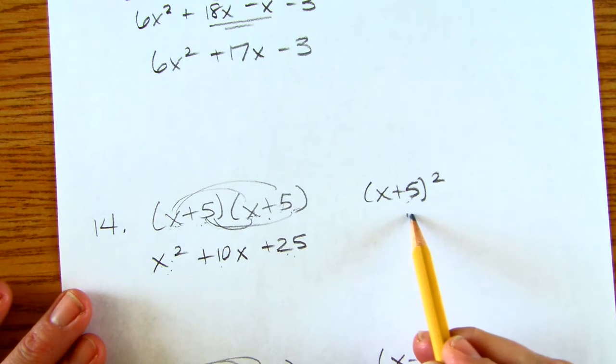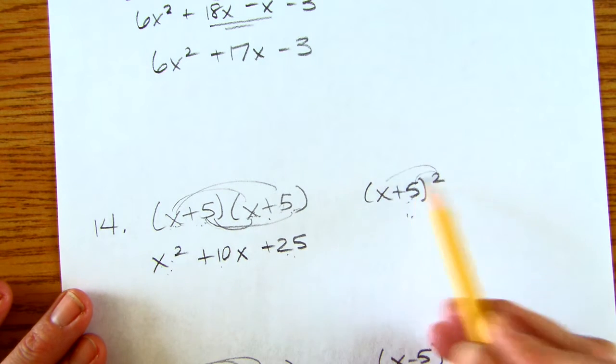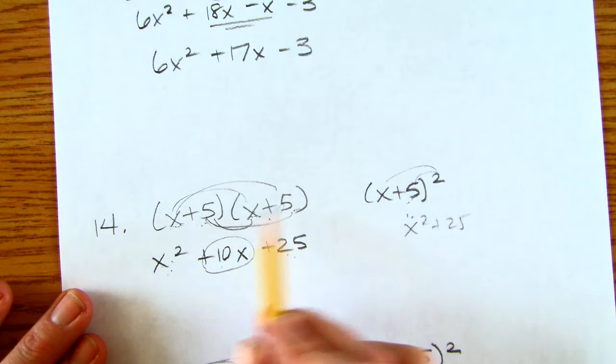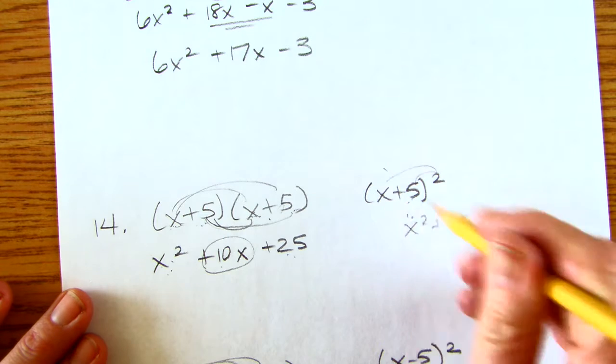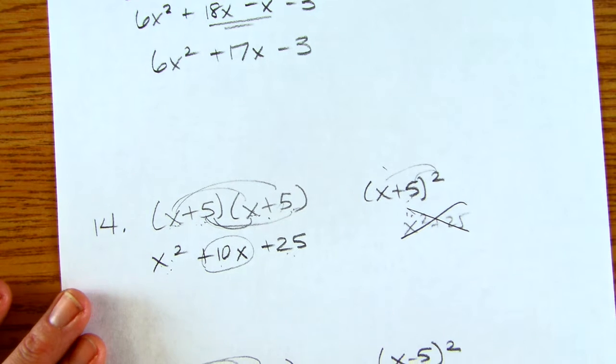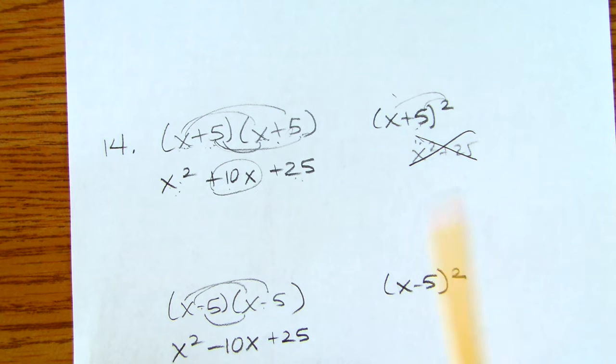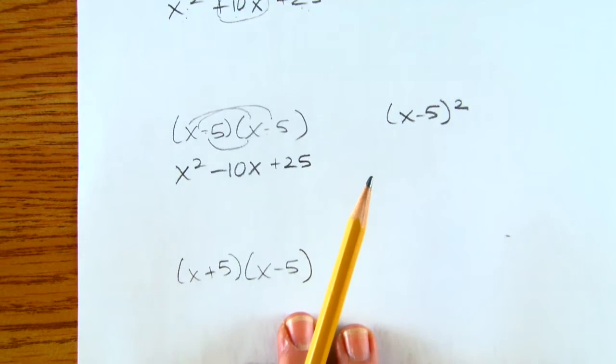So notice what doesn't happen here. You can't just square the x and square the 5 because you end up with this middle term when you FOIL. This is a rookie mistake. You all make it. You'll still be making it in Algebra 2. You'll still be making it in pre-calculus. You'll still be making it in calculus. Don't make that mistake.